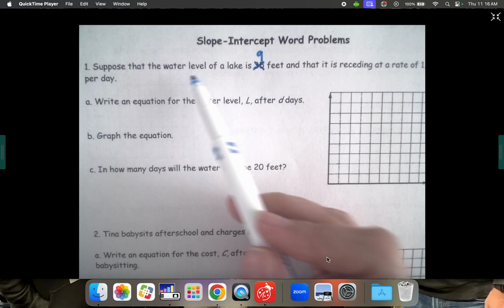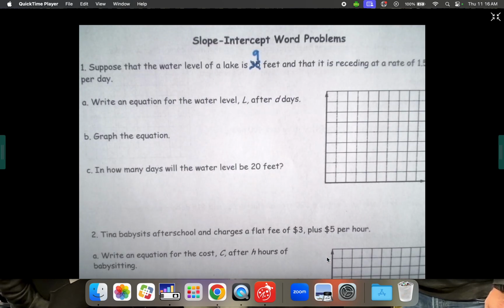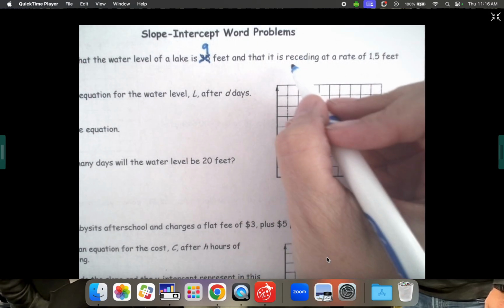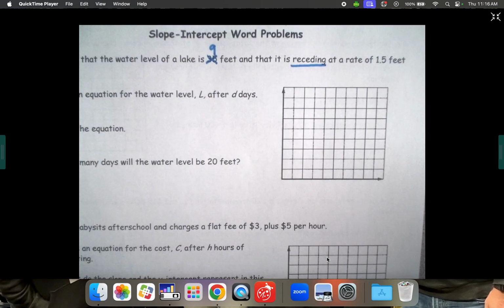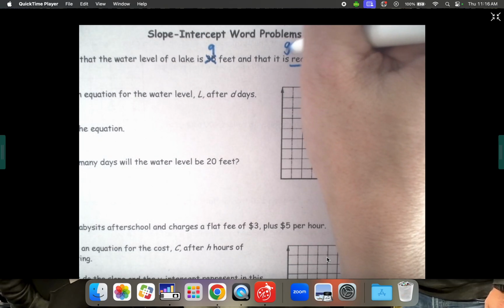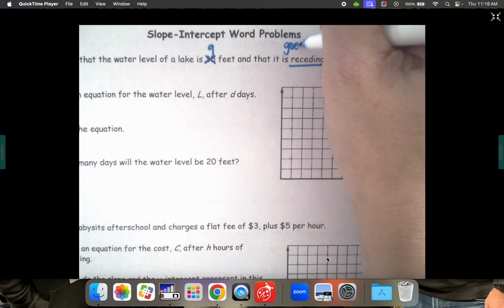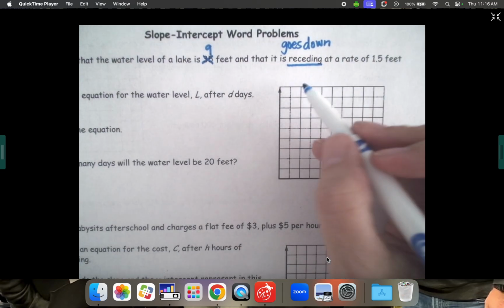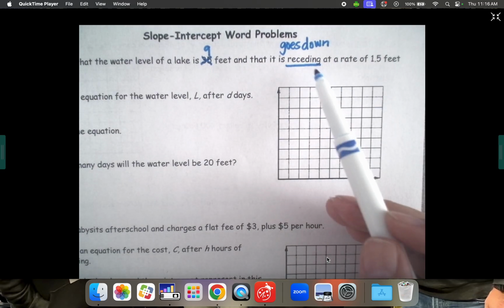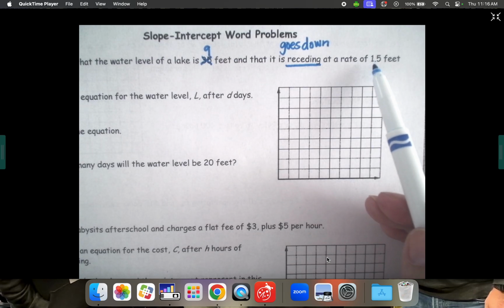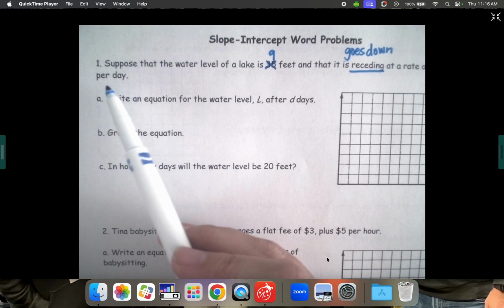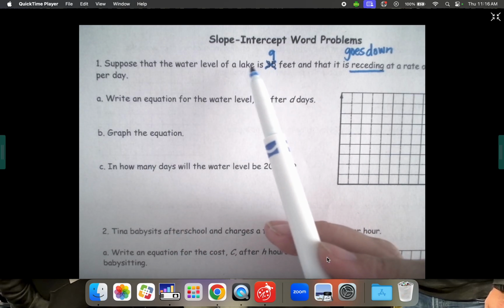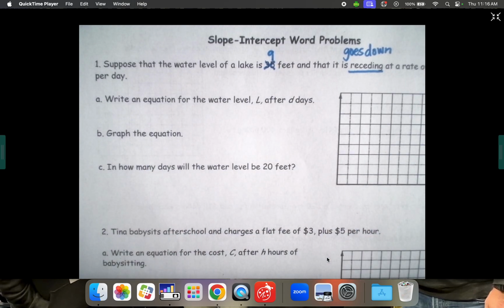So suppose that the water level of a tiny lake is 9 feet, and that it is receding. I'm not sure if you guys know what the word receding means, but it means to go down. So it goes down. Basically, it's drying up. So if it's drying up, the water level is decreasing. It's receding at a rate of 1.5 feet per day. So in not very many days, this little mini pond will be completely dried up.